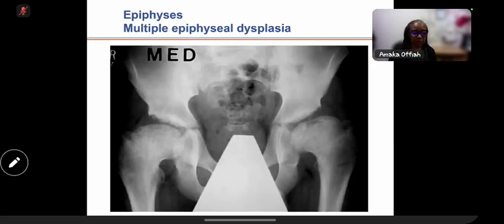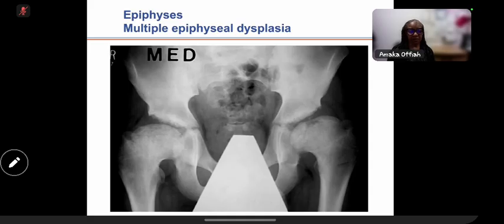Here is an example of multiple epiphyseal dysplasia, flattening of the capital femoral epiphyses, irregularity, particularly on the patient's left-hand side, and some dysplasia of the acetabula. So you have to ask yourself, is it a primary acetabular problem, or is it that the acetabula have not formed properly because the spherical femoral head has not been present? You need a spherical femoral head to make a nice concavity of the acetabulum. So you have to sometimes ask yourself which came first.